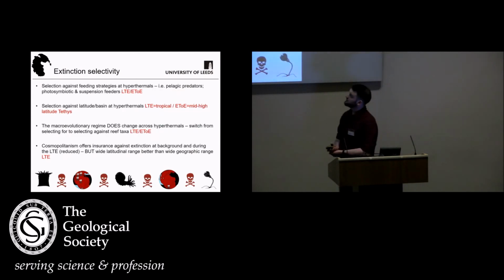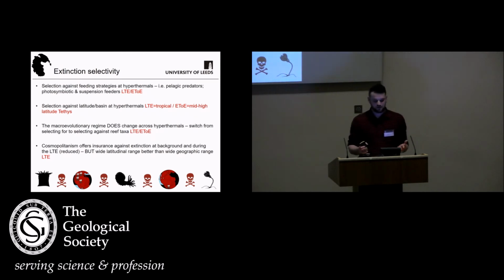So just to conclude, selection against feeding strategies at hyperthermals, we do see this, mainly pelagic predators going extinct. You get ecosystem collapse, trophic cascades, and then the photosymbiotic and suspension feeders, which is characteristic of the reef crisis. Selection against latitudes and basins at both hyperthermals, but these are different across the two different events, probably indicative of the different biogeographic factors at play, or geographic, I should say.